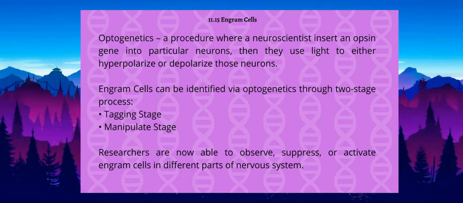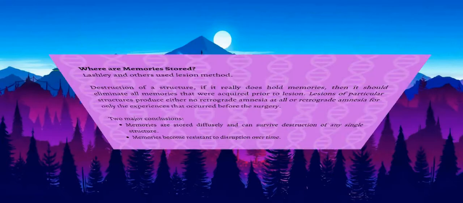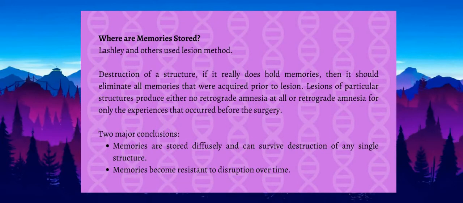In the mid-20th century, when modern biopsychology began, there was a major movement to find out where memories are stored. This was championed by Karl Lashley. So where are memories stored? Lashley and others used the lesion method. If a structure really does hold memories, then its destruction should eliminate all memories that were acquired prior to the lesion. Lesions of a particular structure produce either no retrograde amnesia at all or retrograde amnesia for only the experiences that occurred shortly before the surgery.